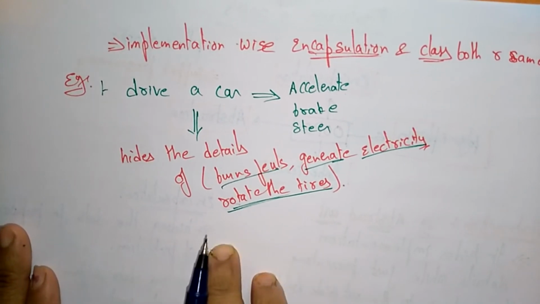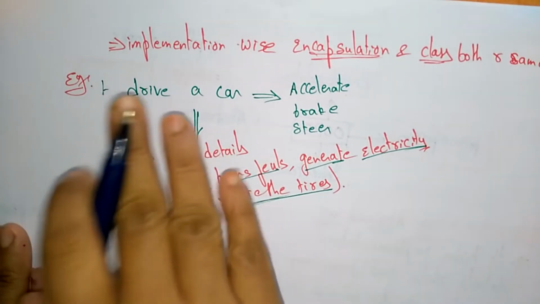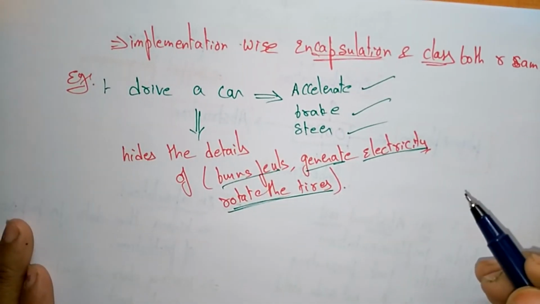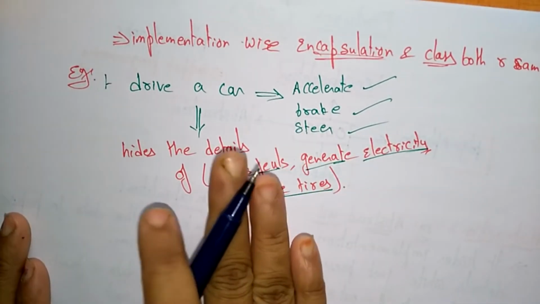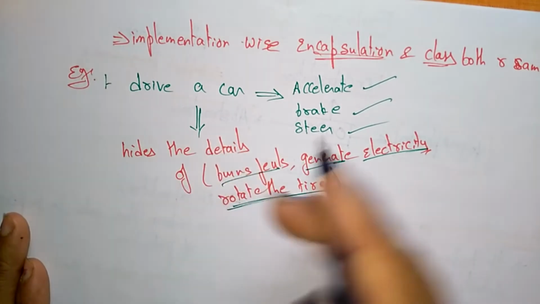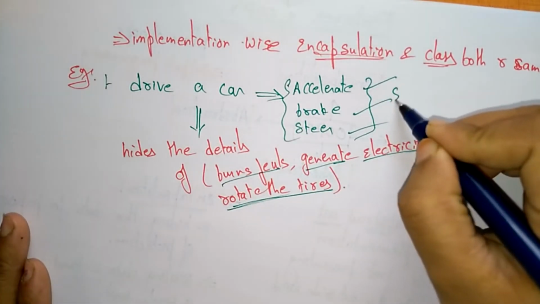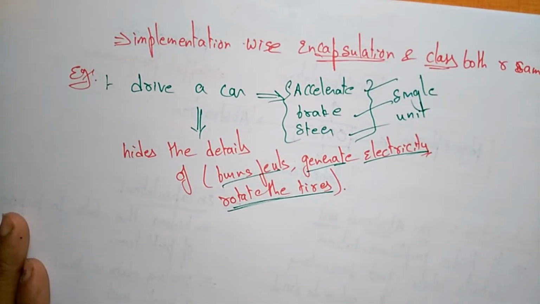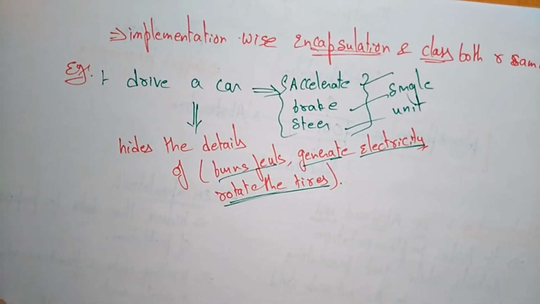It hides the details. The car doesn't show all these details. It's only showing the accelerator, brake and steering. This you call encapsulation. In encapsulation, it places all the features into a single unit. Whatever is required will be exposed, and it hides all the other details. So this is encapsulation.